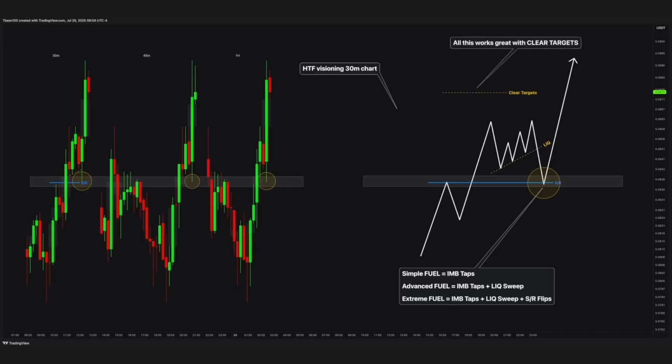However, do not forget this. If you want to have higher success and better win rates, then you also need a direction, clear targets. Clear targets like equal highs or previous day highs, or maybe a combination of them. As you can see, trading is all about combining multiple concepts together.